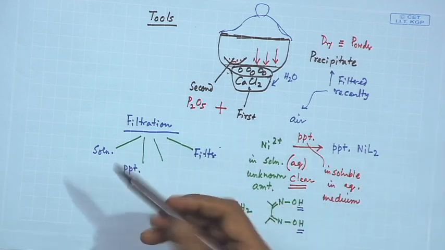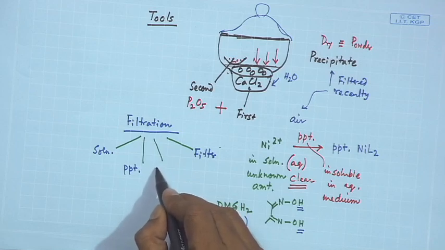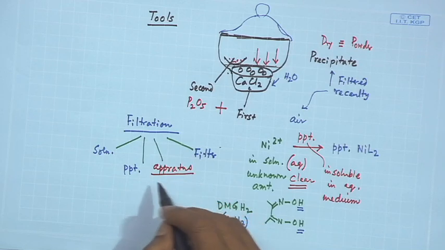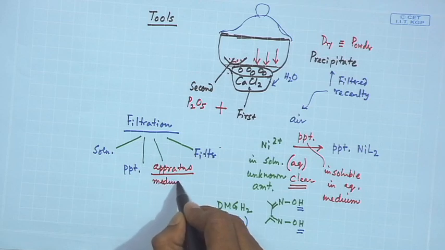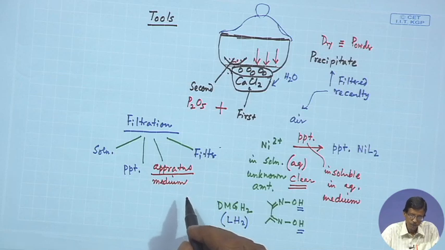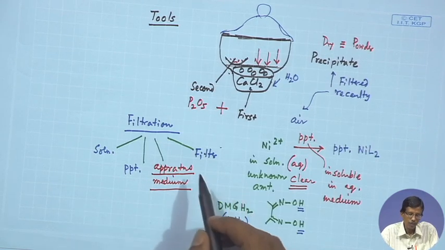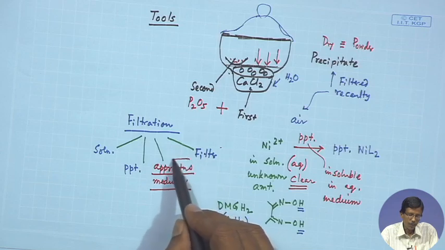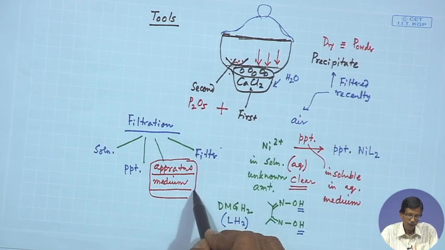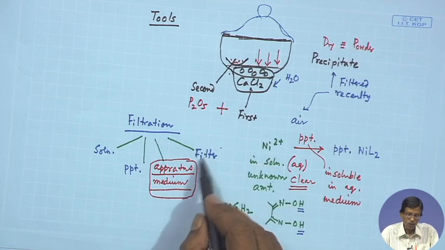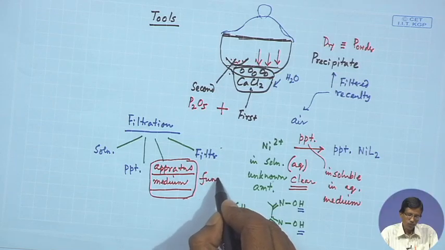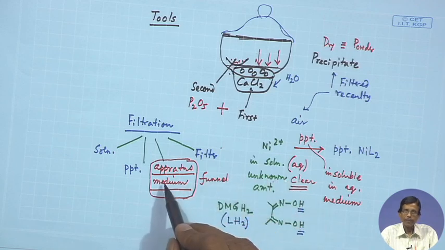So before that, what you can see is what is in your hand, that means the apparatus. You can see what the apparatus is and the medium through which you can filter it out, and how to do that. Because if somebody does not know how to filter something, this is a very important part. You require some apparatus and the medium through which you can perform the filtration, starting from your filter paper, what you know from your school days, and you must use the funnel. The funnel and the filter paper is one combination.